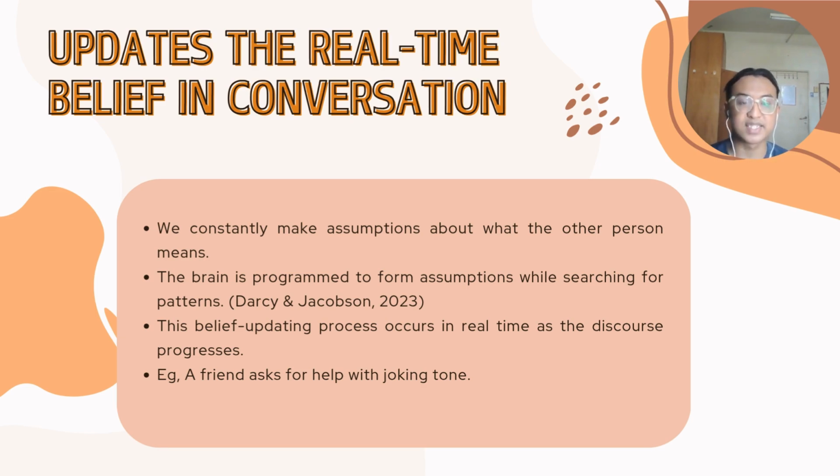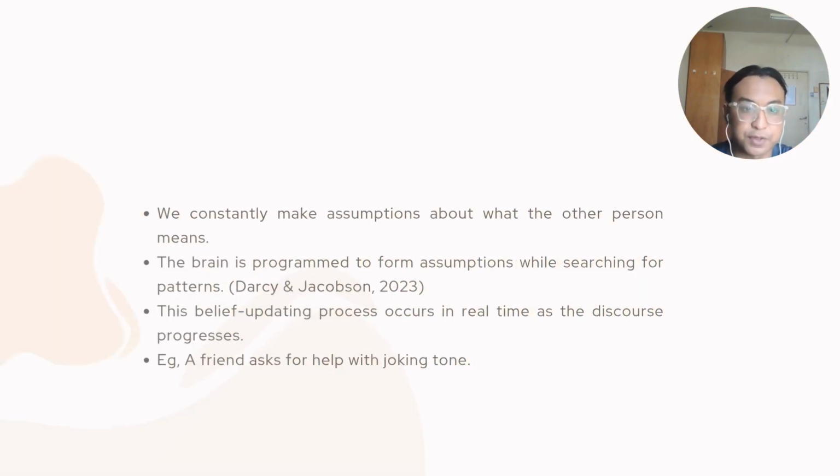For example, when someone asks for help but in a joking tone, at first our prior knowledge would say that he's joking and it's not serious. However, when he repeats the instruction again, we will believe the new idea that he is trying to ask for help. So actually it updates our brain quickly to recalculate our interpretation based on the new inputs.